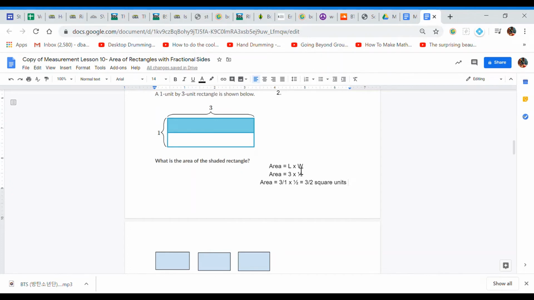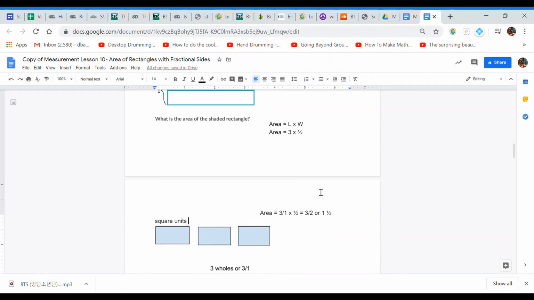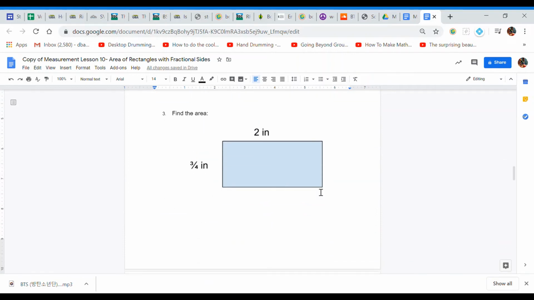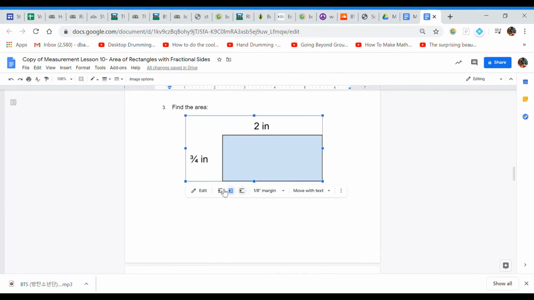But if you want to make me happy, you would say 3 over 2 simplified to a mixed number would be 1 1/2 square units. Ooh, that got on the next page. That's weird. All right. Now, let's go into a similar one where we have 2 inches and 3/4 inches.